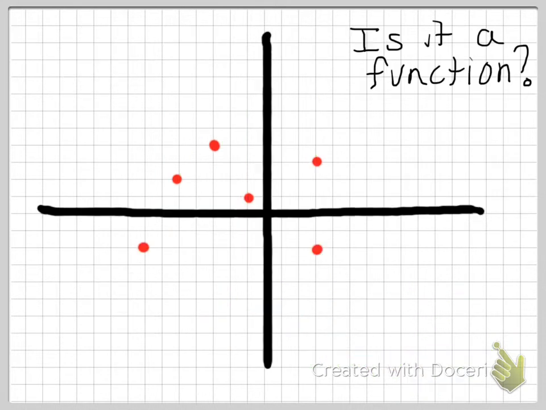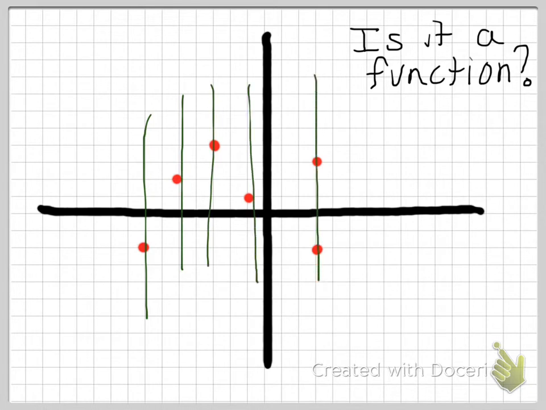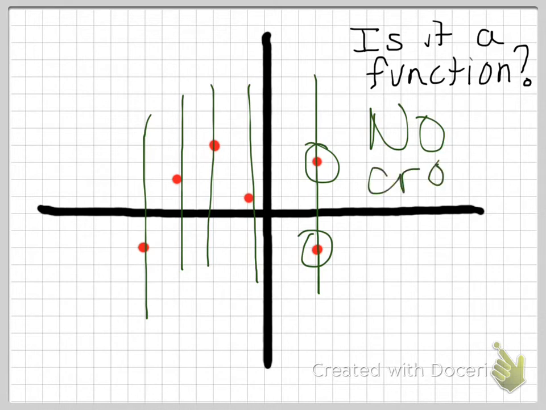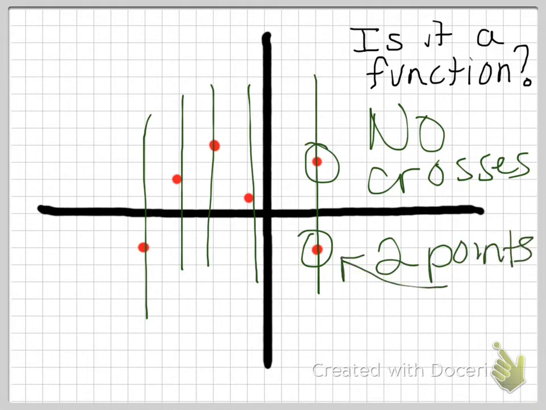All right, let's look at another example. Okay, we start drawing our vertical lines through each point on the graph. And if we look at this last one, it's going to cross 2 points right here and here. So no, this is not a function because it crosses 2 points, here and here.